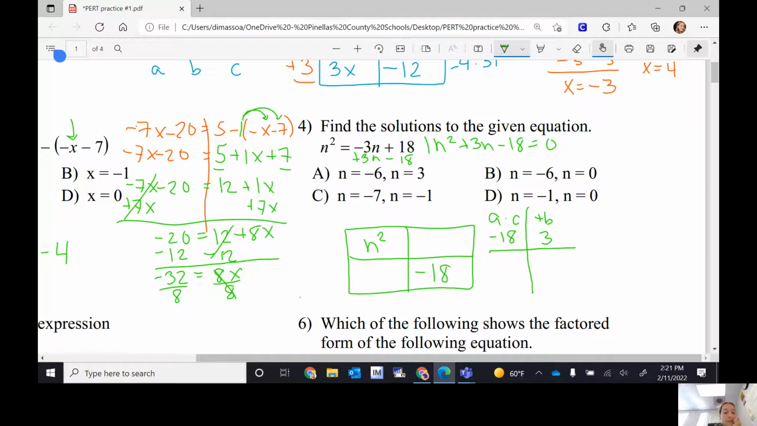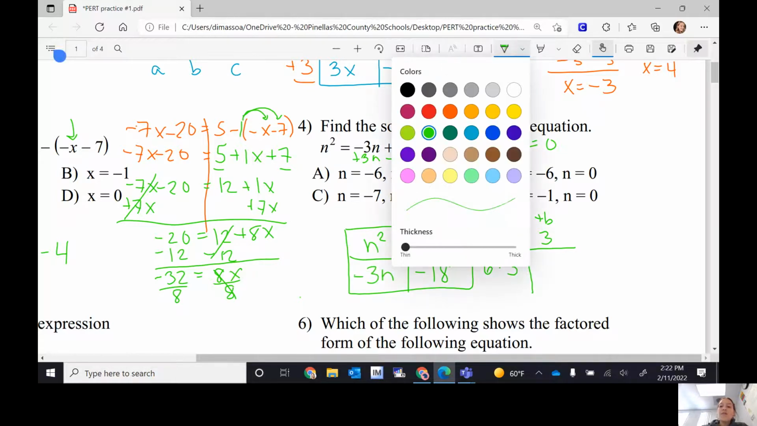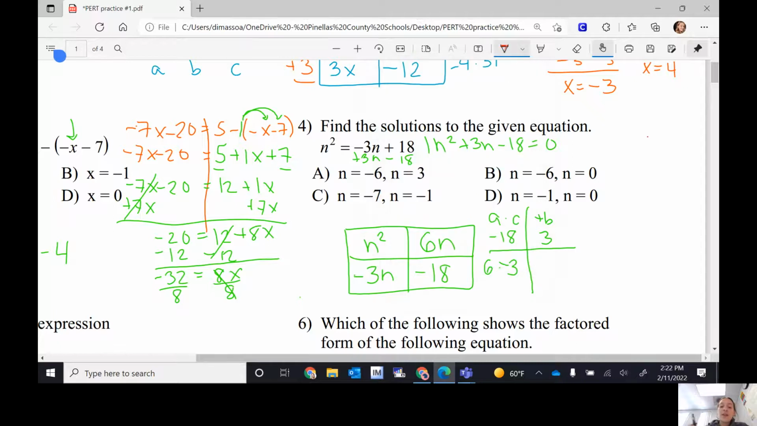Well, the only thing I can think of is 6 and 3. And if I want it to be a negative multiplication, one of them will have to be negative, but since the b value is positive, that means the smaller one would have to be negative. So 6 times negative 3 is negative 18. 6 plus negative 3 gives me positive 3. So now I'm going to put those two in my box here. And now from here, we will figure out the factors.